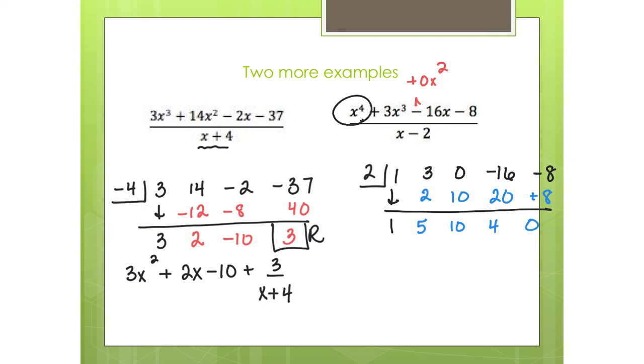Again, 4th degree, reduced by linear, gives me a cubic. We start with the first term and add in our variables. So this is x cubed plus 5x squared plus 10x plus 4. Since there's a remainder of 0, we stop there.